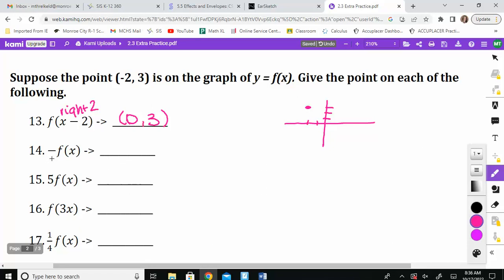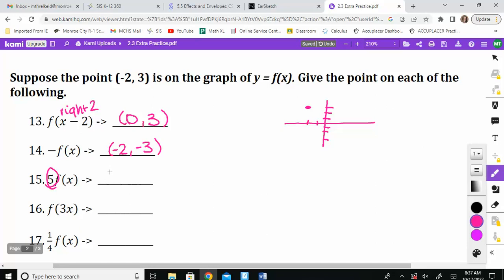14, when I put a negative out in front, what does that do? It flips it over the x-axis. It's like making my y negative. So my new point would be -2, -3. Alright, if I put a 5 outside, outside is y and it does what it says.